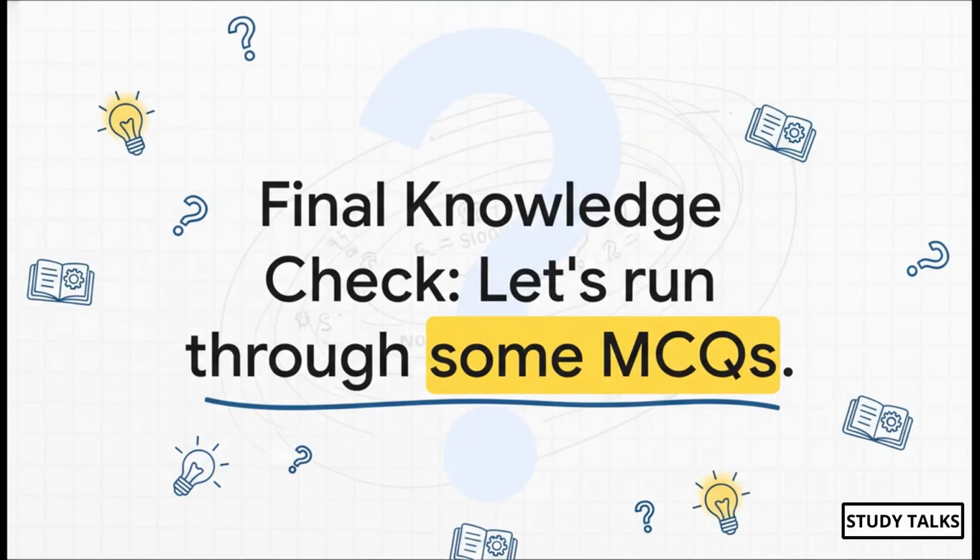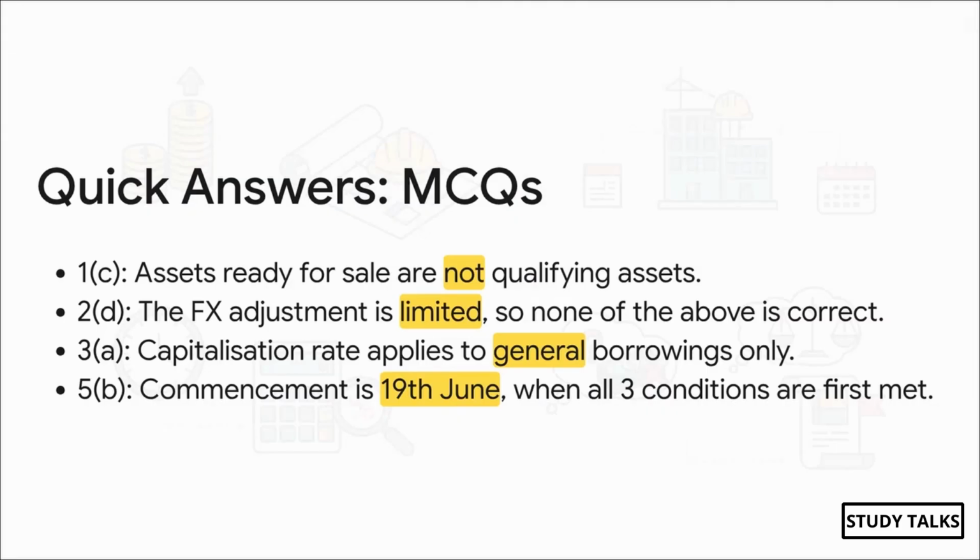All right, you've absorbed a lot. Time for a final knowledge check. Let's run through some quick-fire MCQs to really lock in these concepts and see if you can spot the traps. Let's quickly go through the answers. Number 1, assets ready for sale are not qualifying assets. Number 2, the FX adjustment is limited to the lower of 2 amounts, so the correct answer is none of the above. Number 3, the capitalization rate is only for general borrowings. For specific loans, you use the actual interest rate.